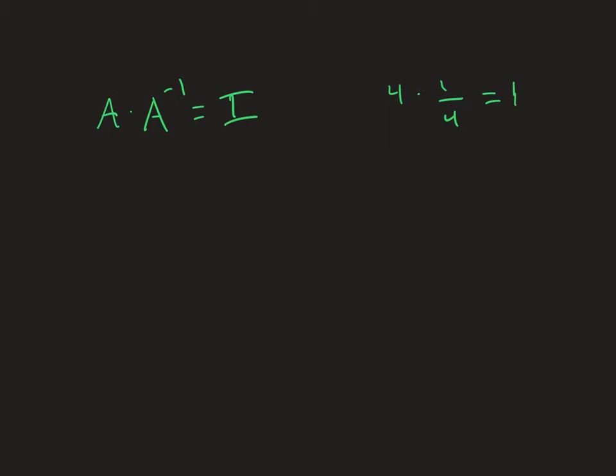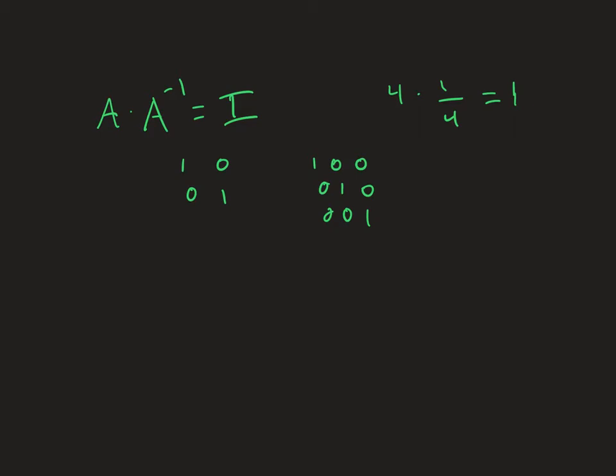I capital is just the equivalent to the number 1 for numbers, meaning for 2 by 2s, it's this. Along the main diagonal, which is that diagonal from the top left down to the bottom right, we just have 1s and everywhere else is 0. So for a 3 by 3, it looks like this. Those are the identity matrices for 2 by 2 and 3 by 3.